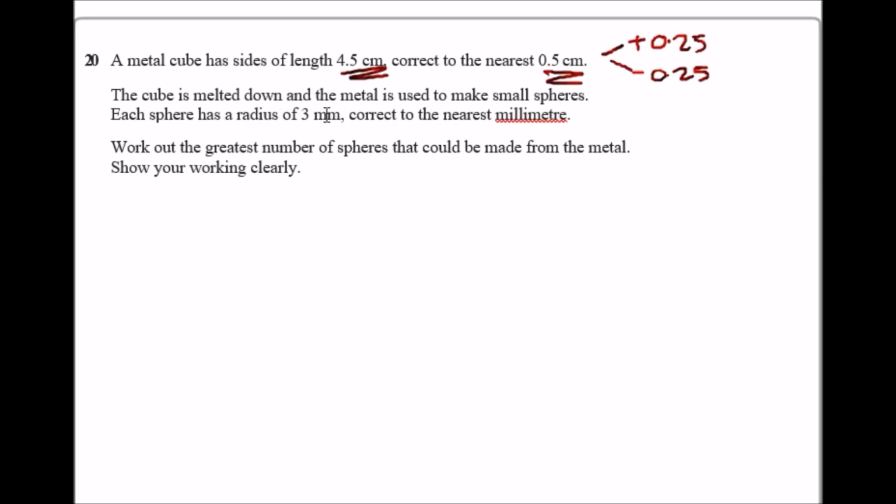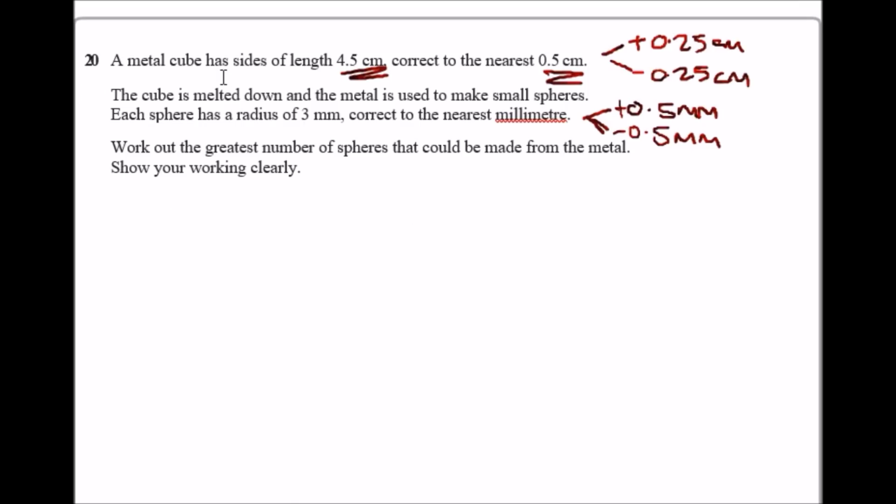The cube is melted down and the metal is used to make small spheres. Each sphere has a radius of 3 millimeters, correct to the nearest millimeter. So again, to the nearest millimeter, we've got half the millimeter, so let's just write a unit. So we've got centimeters here, and we've got millimeters here. Nearest half of 1 millimeter will be 0.5 millimeter. So this will be plus, and then this will be minus 0.5 millimeters.